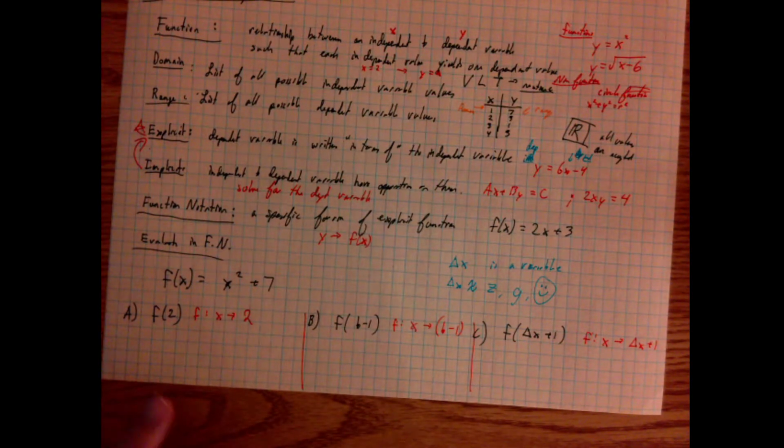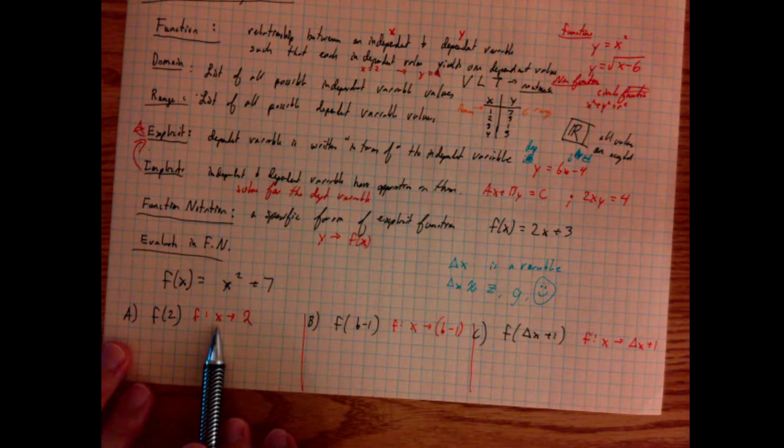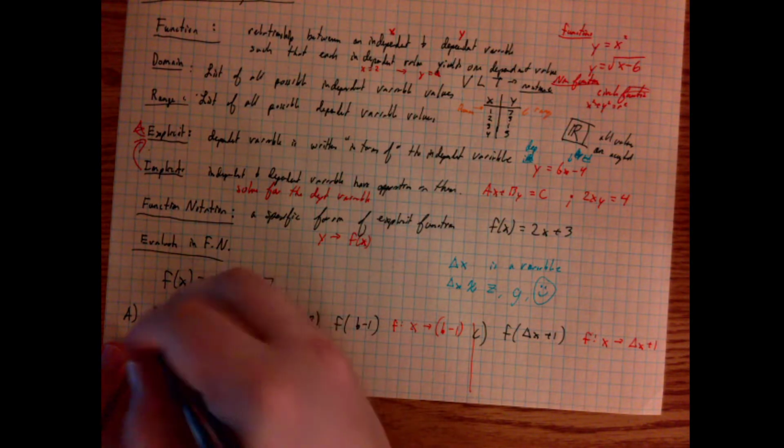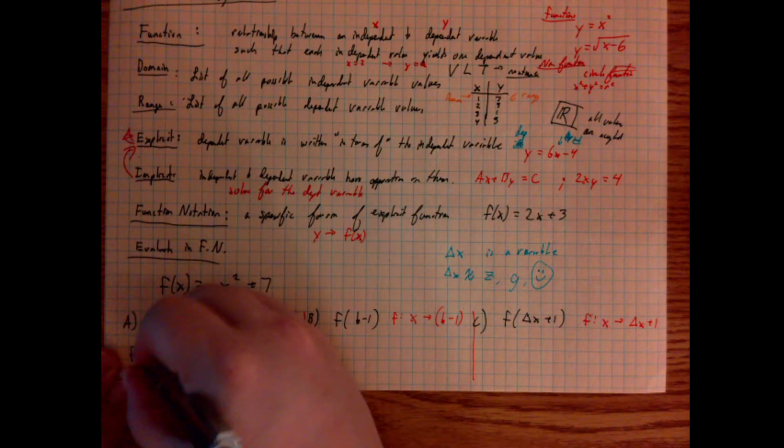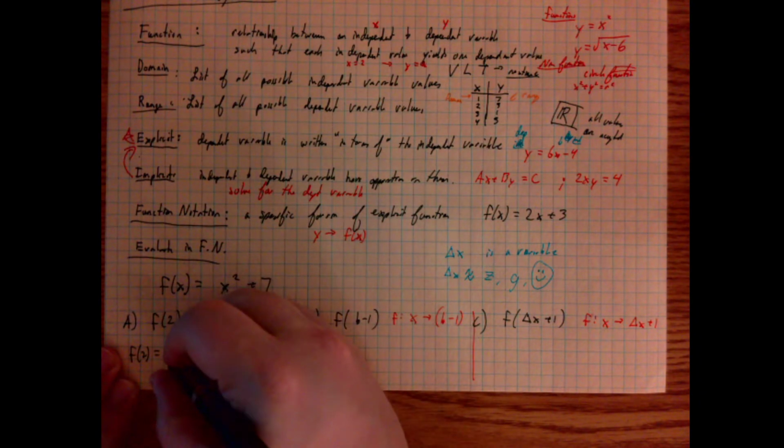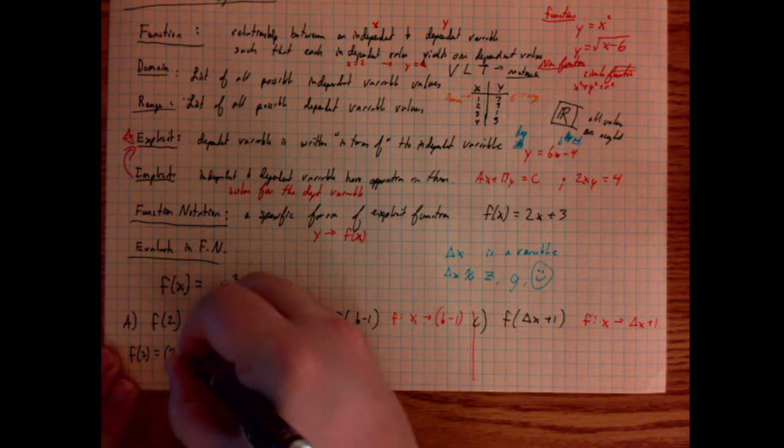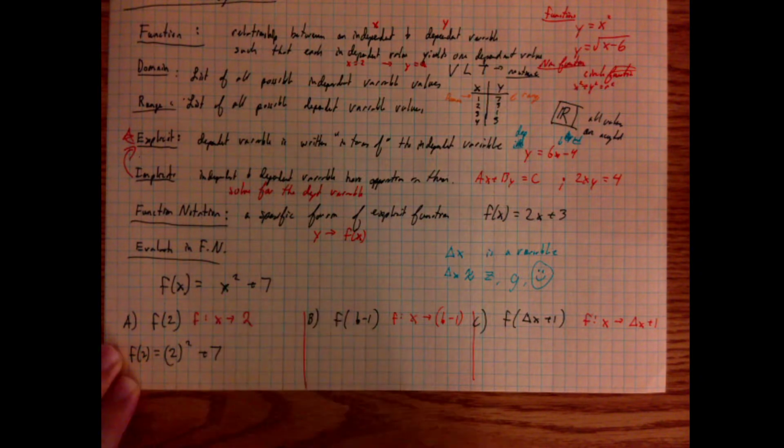So, what does this statement mean? What does f of 2 mean? Well, it means that everywhere there used to be an x in my function, I need to have a 2 instead. So f of 2, in this case, is equivalent to 2 squared plus 7.